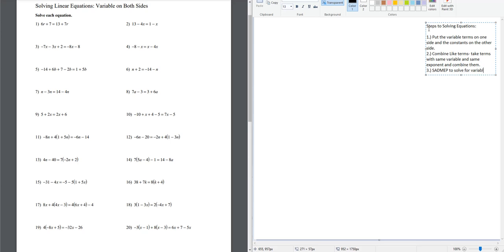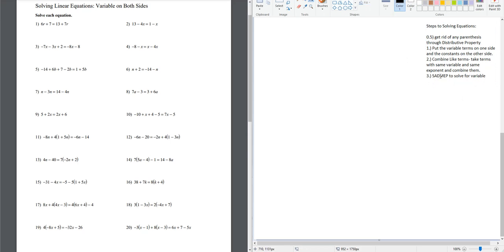Now remember, when you're solving for a variable, that just means that the variable is all alone. And I'm going to put this little half step here. I'm going to put this as step 0.5 because sometimes it happens, sometimes it doesn't. It's not always going to be there, so it's not a full step. It's just get rid of any parenthesis through distributive properties. And we'll do a couple that go over this, so don't worry about that. We will go over a few that have to deal with this, but steps 1, 2, 3, these are the ones that you have to do every single time.